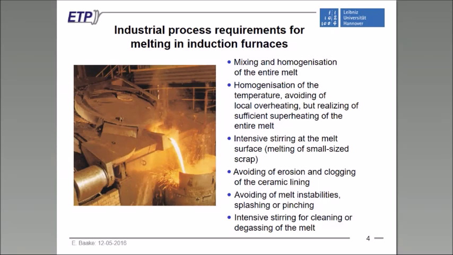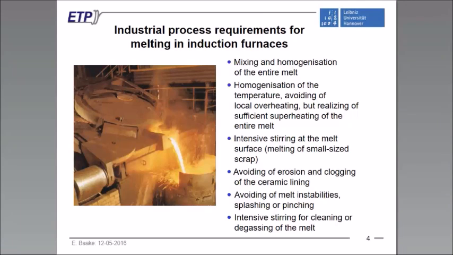But why does industry use these induction melting processes so widely? This depends on the requirements they have for their processes. So the industrial process requirements are, for example, the mixing and homogenization of the entire melt. That means homogenization of the temperature, but avoiding local overheating. But we need a sufficient superheating of the entire melt for casting processes. Sometimes it is necessary to melt in small-sized scrap. Then we need an intensive steering at the melt surface.